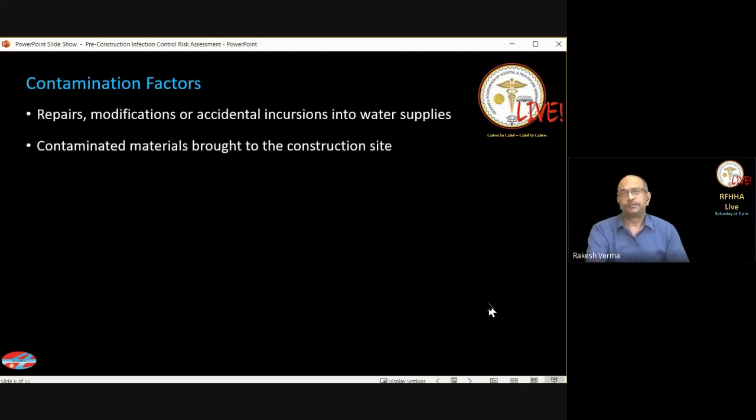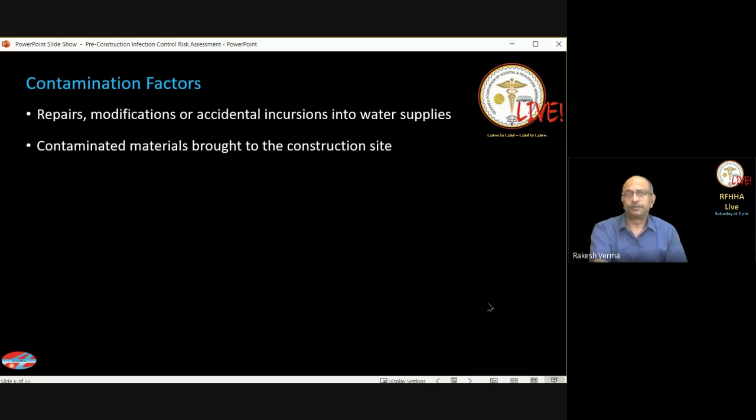Further, repair and modification or accidental incursions into the water pipelines. This happens commonly. You break open a particular part of the wall and inadvertently, or maybe by design, the plumbing has to be removed or disconnected or broken.